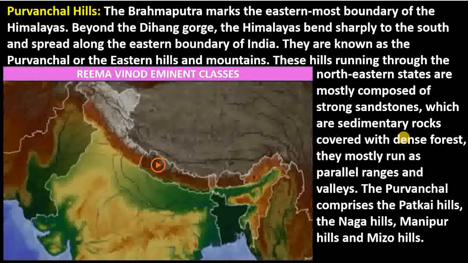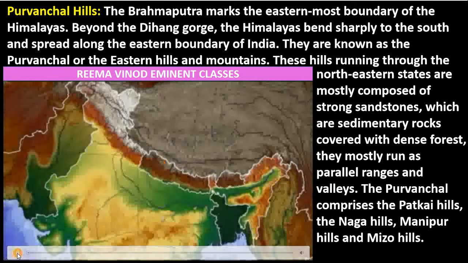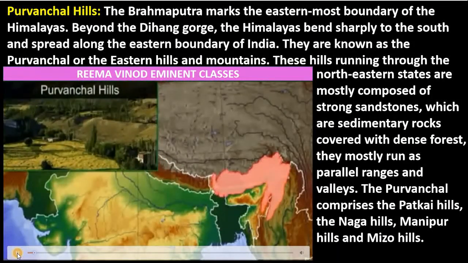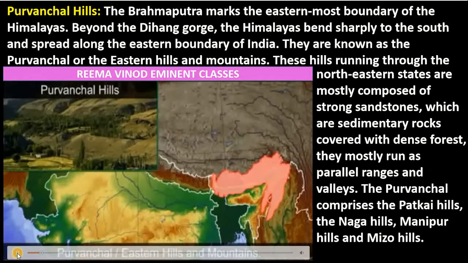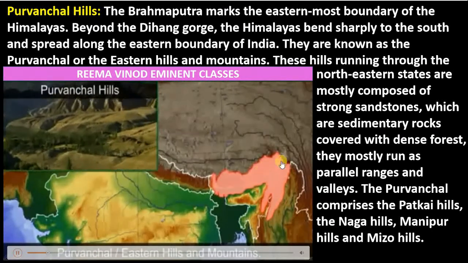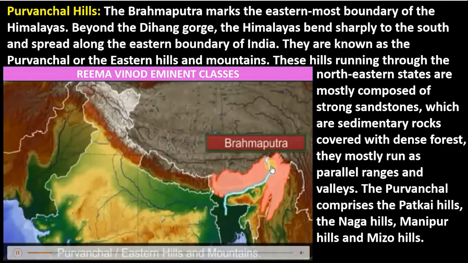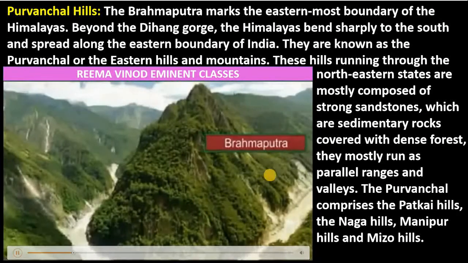Now we will study about Purvanchal Hills. Brahmaputra marks the easternmost boundary. Brahmaputra is the river name. This is the river Brahmaputra. It marks the easternmost boundary of the Himalayas.